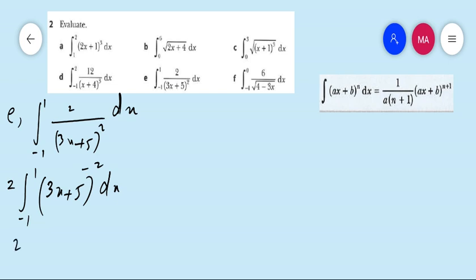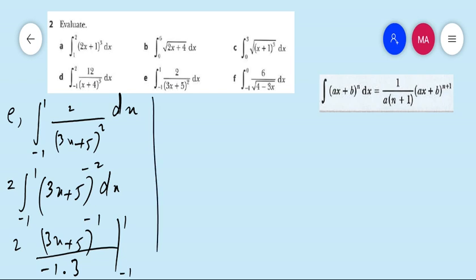Now integrate. 3x plus 5, minus 2 plus 1 is minus 1 upon minus 1, and the derivative of 3x plus 5, which is 3, and limit from minus 1 to 1. So 3 ones are minus 3, it will be minus 2 upon 3 goes outside, and 3x plus 5 to the power minus 1 becomes 3x plus 5 power 1.